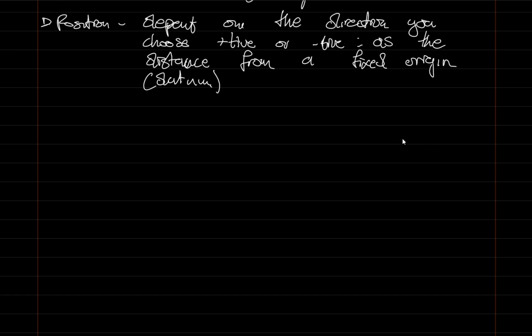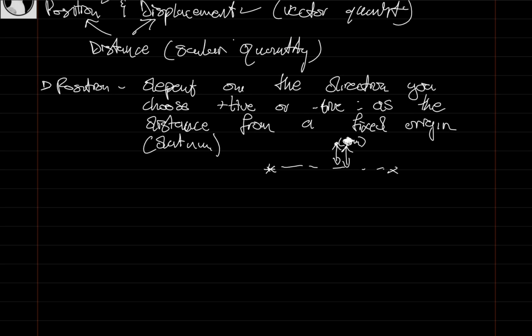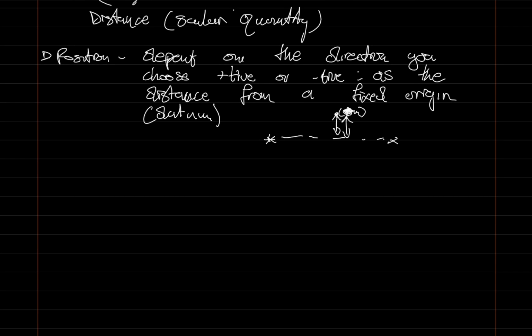So depending on which direction you've chosen, it could be below or above. Let's say this is my datum, and then I throw a ball. This would be the position of the ball. That would be the position of this ball with reference to your datum. Okay, now that we've got that out of the way, let's take a look at an example.